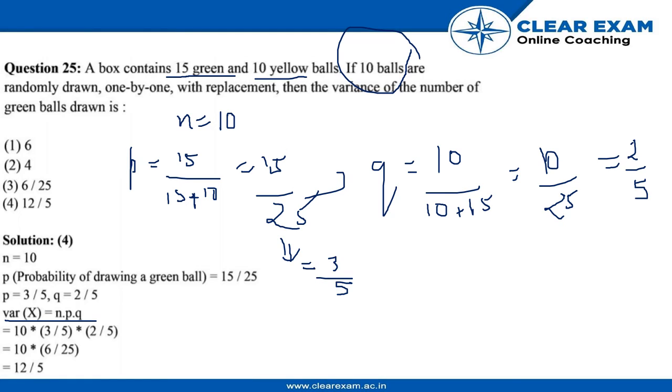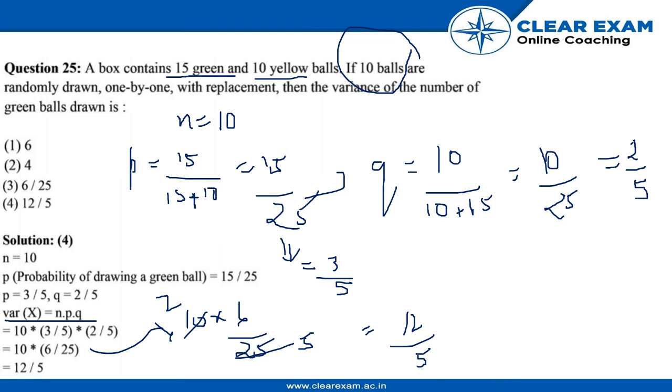Now we have to calculate variance, so simply it is 10 into 3 by 5 into 2 by 5, which can be further reduced to 10 into 6 by 25, and if we further reduce it, it would be like this, that is 12 by 5, and we look at the options, option 4 is our correct one.